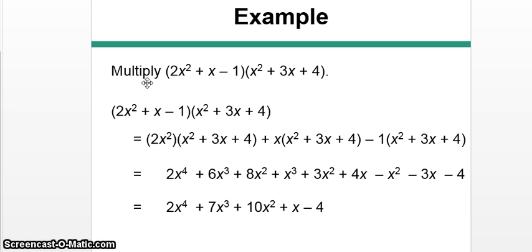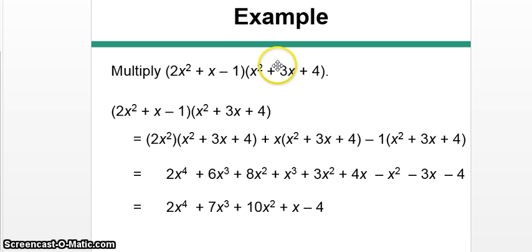Multiply 2x squared plus x minus 1 with x squared plus 3x plus 4. Here 2x squared plus x minus 1 is a trinomial. x squared plus 3x plus 4 is also another trinomial.